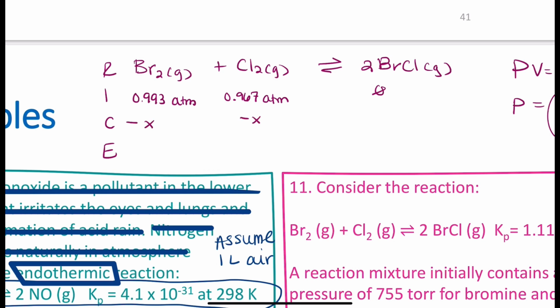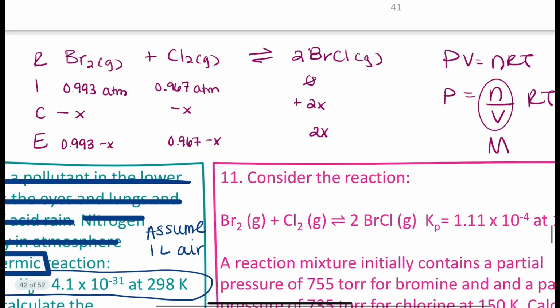So minus x, because they're reactants, and I only have 1 mole of each, plus 2x, because it's a product, 2 because of the 2 in front, and then x is that placeholder, because again, I don't know how much is reacting. 0.993 minus x, 0.967 minus x, and 2x. Because I'm using pressures, I'm going to go ahead and use Kp. And the question did give me Kp, which is also nice and convenient.